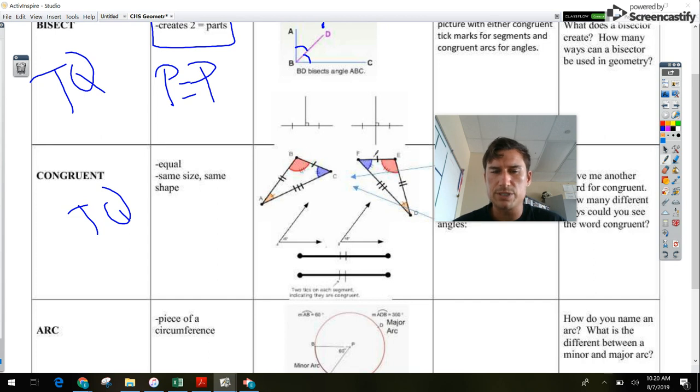Segment BC is congruent to FE. And then the 2 goes with the 2, so segment AB is congruent to segment ED. It's like if you were at a get-together and you want to know who's with who, you can see who the couples are. They're kind of isolated together.